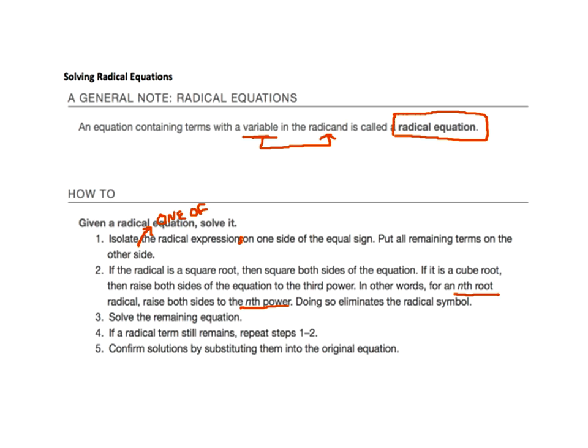Okay, so if you have a radical that still remains, you've got to repeat this process, and I've got one of each type to look at on the next page. Oh, and also, whenever you're solving radical equations, you always want to check them because you can end up with extraneous solutions. So let's go ahead and move forward.